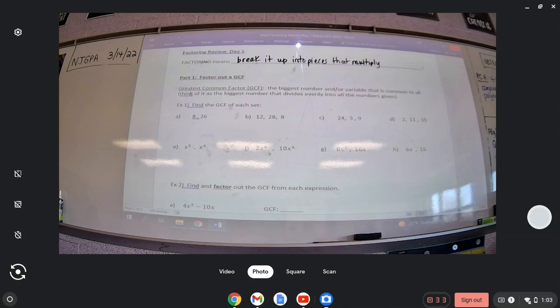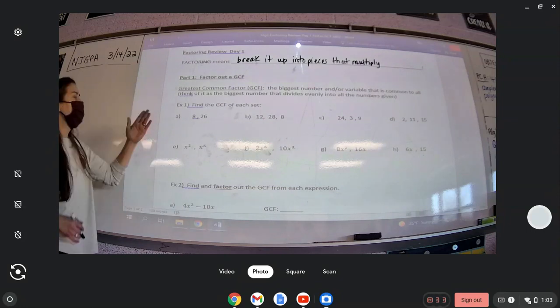Now, the GCF, guys, can be just a number. It can be just a variable. It can be a number and a variable. So keep that in mind. And when it looks like they don't have a GCF, but they have nothing in common, what is the one number that is common to every single number in this world? One. So everything has a greatest common factor of 1. However, it does not help us because 1 doesn't change anything. 1 times 5 is 5. Taking a 1 out doesn't change 5.